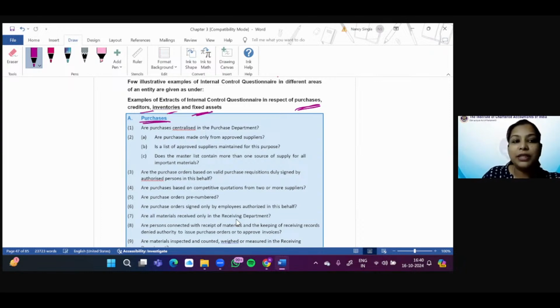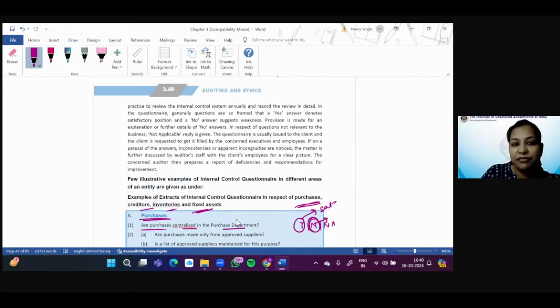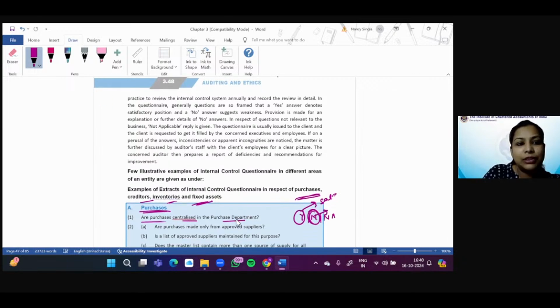So with respect to purchases, it's mentioned, are purchases centralized in the purchase department? So the client will be writing all these. And where no is given, see, yes means a satisfactory reply. No means that there are some deficiencies there. A no reply implies there is certain weakness. So explanation will also be required with respect to such weakness, right?